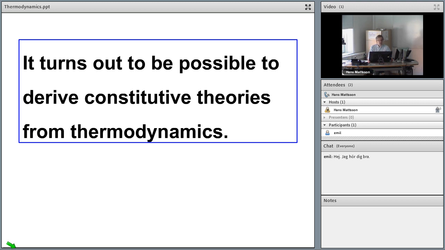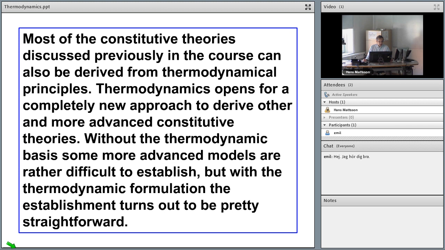And it turns out to be possible to derive constitutive theories from thermodynamics, and that's why it's important in this course that we study how we derive constitutive theories from thermodynamics. It's a lot of text here, but I think it's important. Most of the constitutive theories discussed previously in the course can also be derived from thermodynamical principles. Thermodynamics opens for a completely new approach to derive other and more advanced constitutive theories.